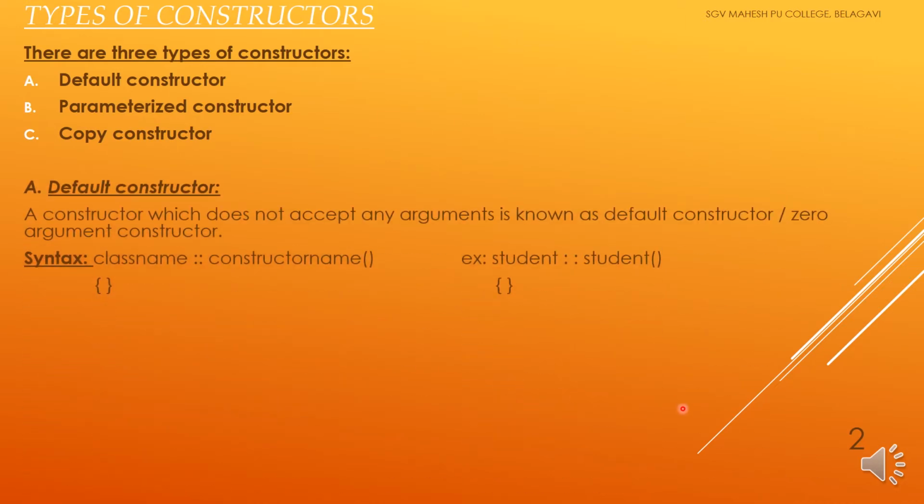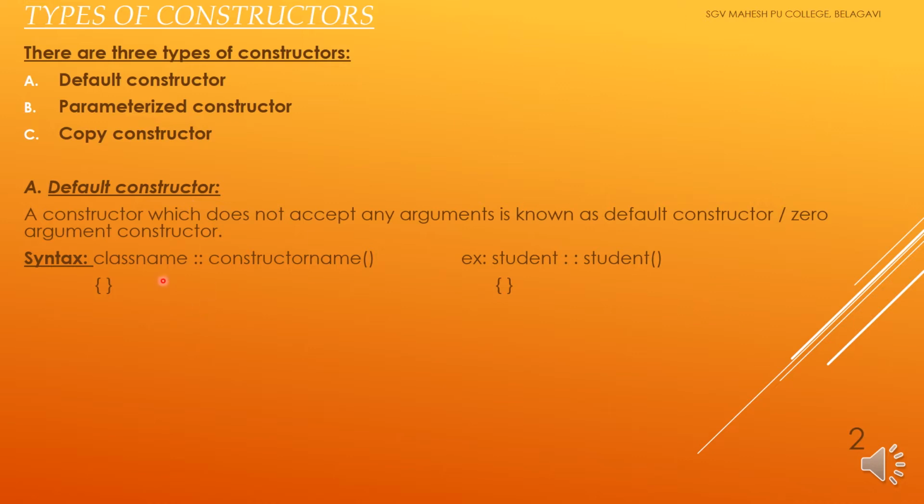Now what's this default constructor? Default constructor is where you are not going to pass any arguments in the constructor. Such a constructor is called a default constructor, or it is also called a zero argument constructor. If you don't pass any arguments to the constructor, that becomes a default constructor. Now how to write this in your program?